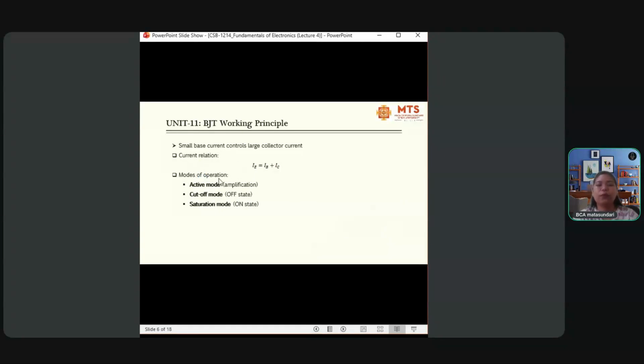So the modes of operation are active mode, cutoff mode and saturation mode. There are three types of mode. Amplification is also known as active mode, cutoff mode is the off state, and saturation mode is the on state.